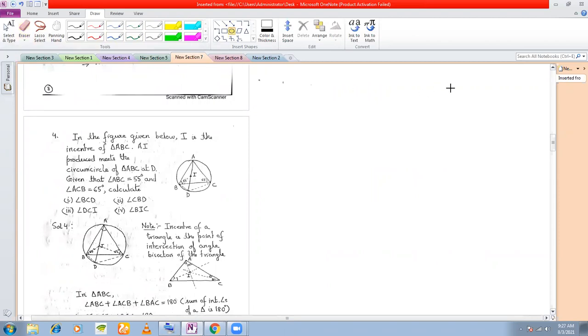In this figure, I is the in-center of triangle ABC.